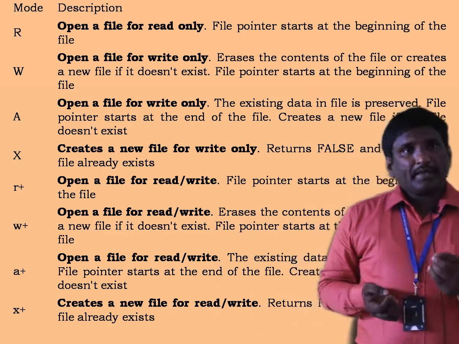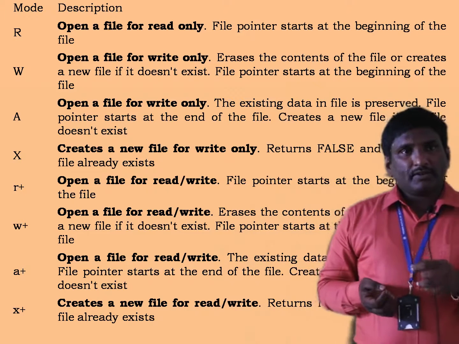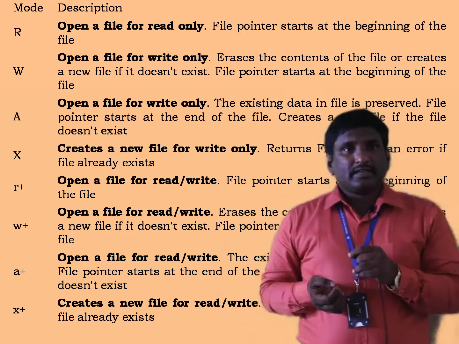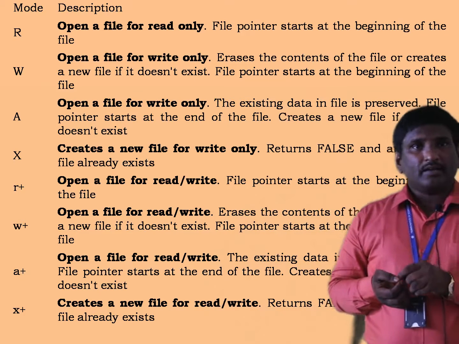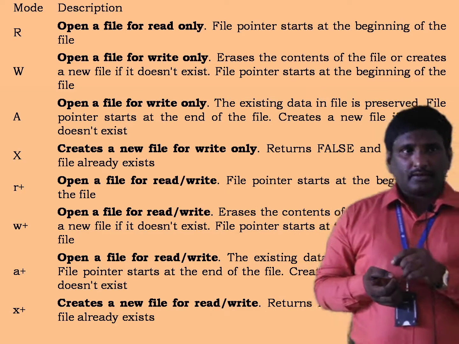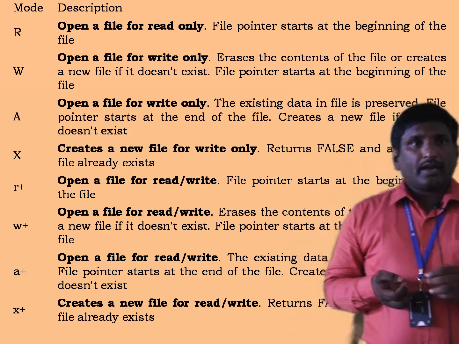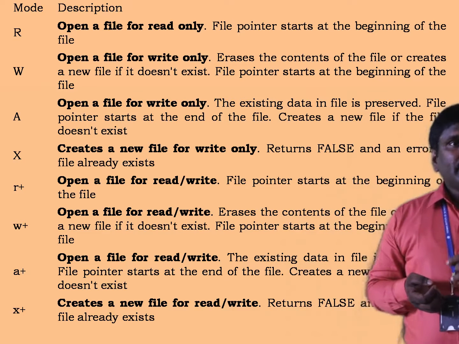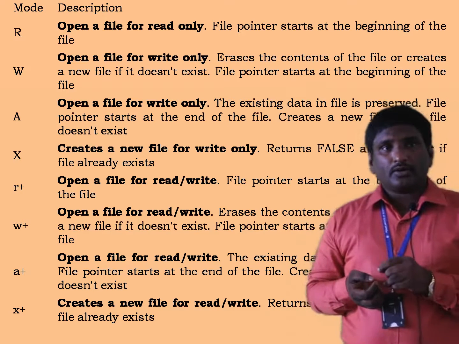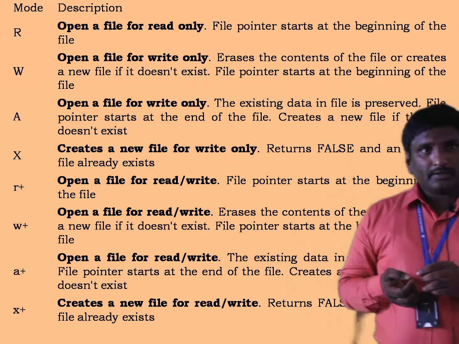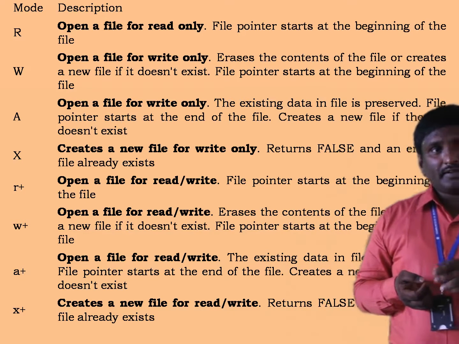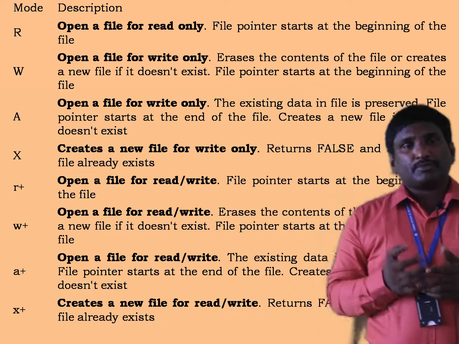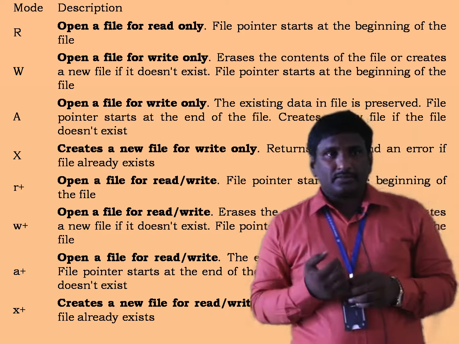If you specify a plus, it opens a file for read or write. The existing data in the file is preserved, the file pointer starts at the end of the file, and it creates a new file if the file doesn't exist. If you specify x plus, it creates a new file for read and write. It returns false when the file already exists. In this way, we are specifying the modes of files.